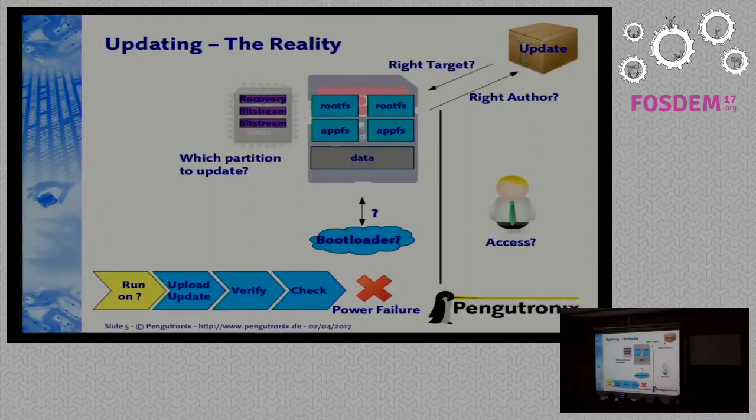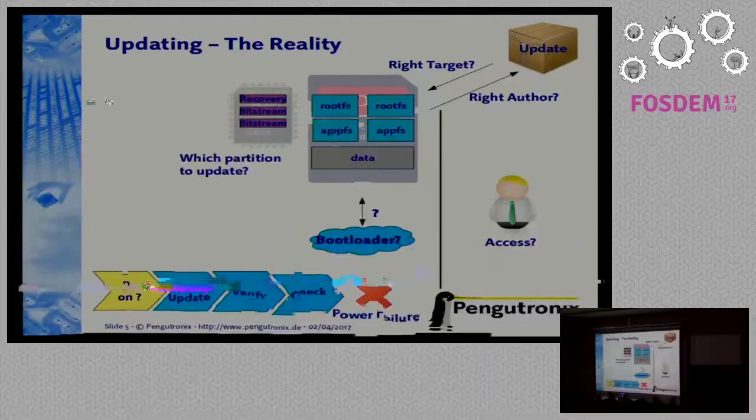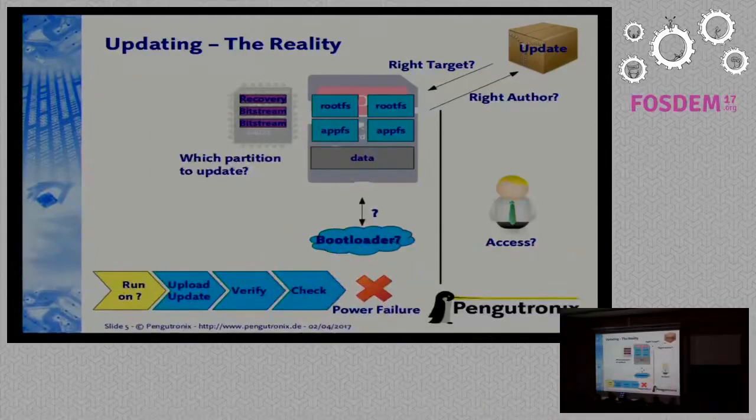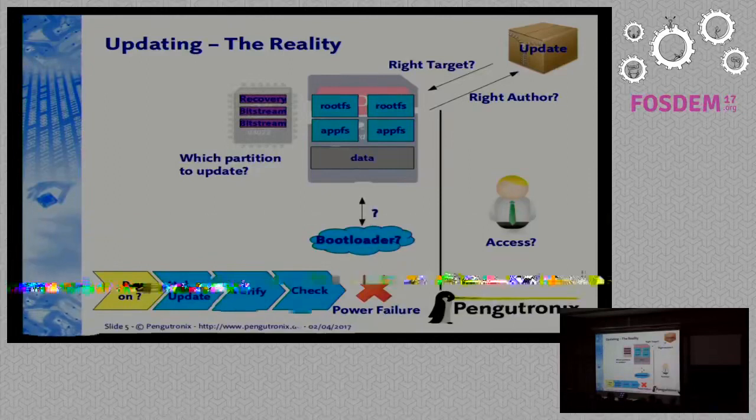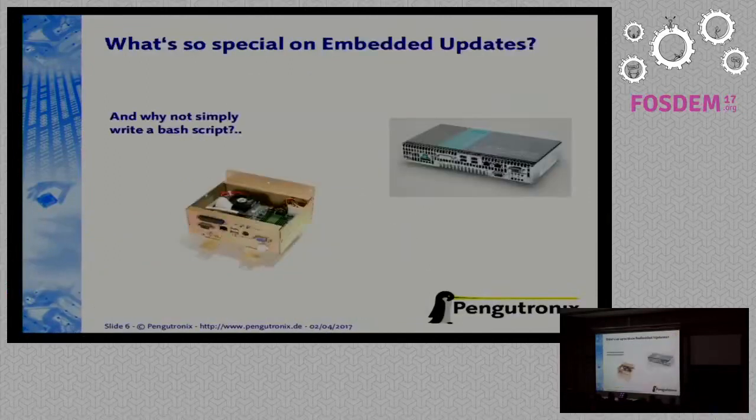Especially on embedded systems, you have different devices you want to update, for example, a NOR flash or an SD card with different partitions on it, and you have to find out what to update there. And then you don't know who is the author of your update. Is he allowed to update your device, and are you updating the right device with the right update? You also need some interaction with the bootloader. And if you've done all this step by step, then suddenly someone plugs the power cable off and everything breaks down completely. And you don't have real direct access to this.